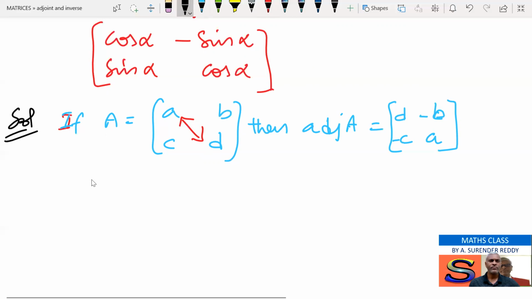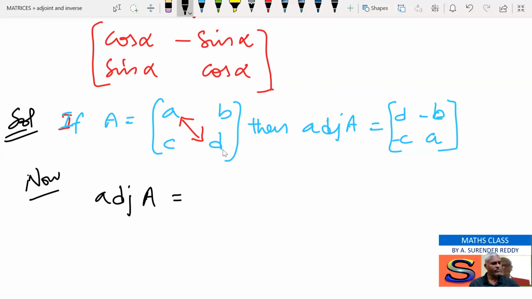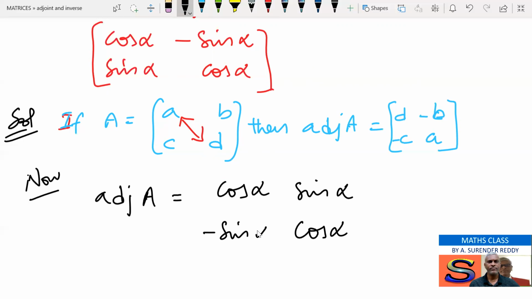Now for the given problem, the adjoint: both are cos alpha, so interchanging will not change anything. For the other diagonal elements, change the sign: minus sin alpha will become plus sin alpha, and sin alpha will become minus sin alpha. So this is the adjoint.